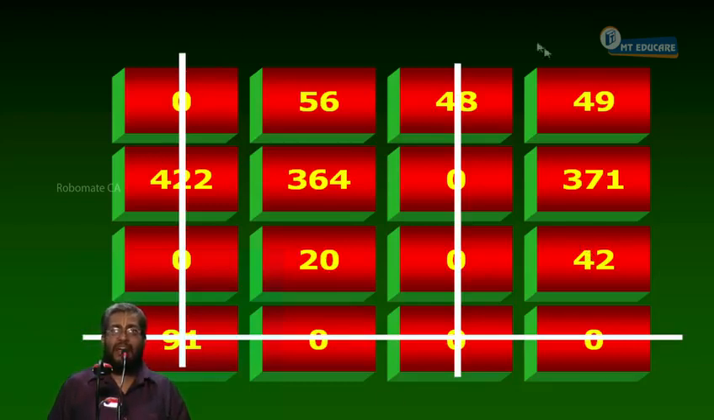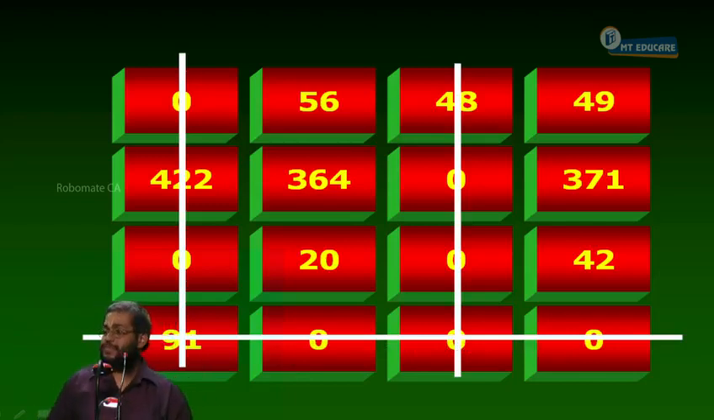What is the least uncovered number in this matrix? 20. Now, tell me what happens to 0? 0. 40 becomes? 36. 48 remains? Same. 49 becomes? 29. 422? No change. 364? 344. 0? No change. 371? 351. 0? No change. 20? 0. 0? No change. 42? 22. 91 becomes? 111. 0? No change. This becomes 20. 0? No change. Respond yes or no.